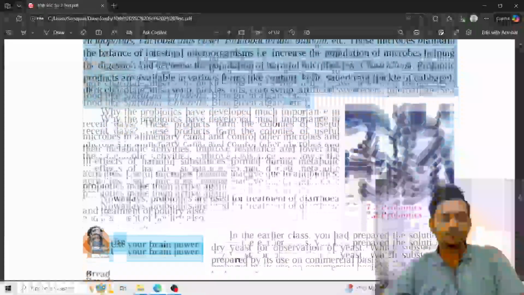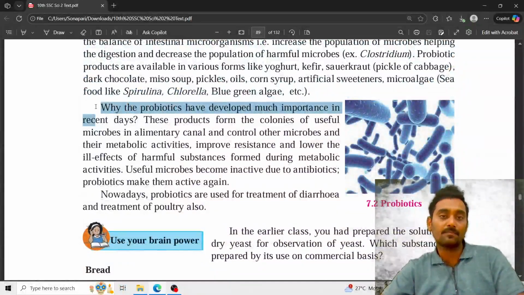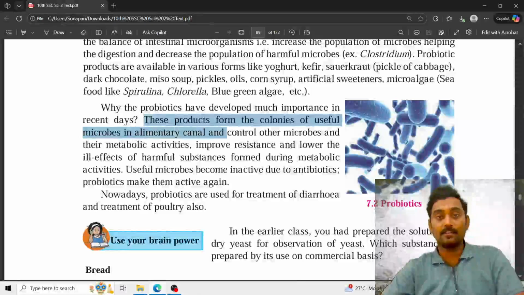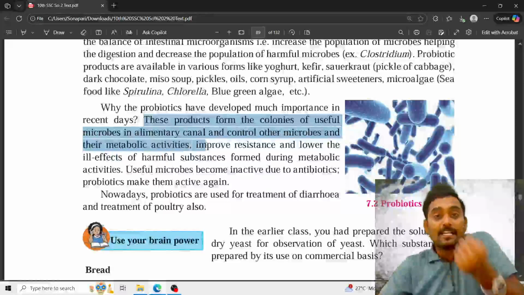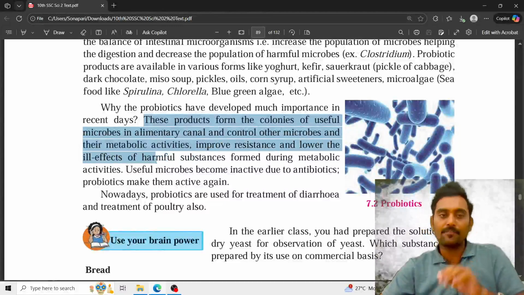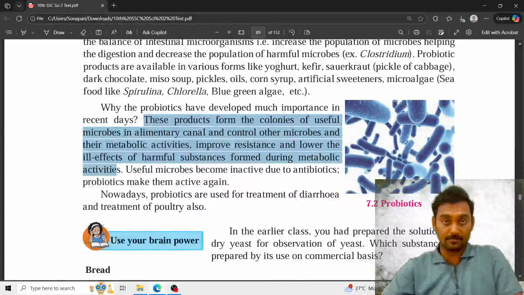So why have probiotics developed so much in recent days? Why has the importance of probiotics increased nowadays? These products form the colony for useful microbes in the alimentary canal and control the other microbes and their metabolic activities, to improve resistance and lower the ill effects of harmful substances formed during the metabolic activities.